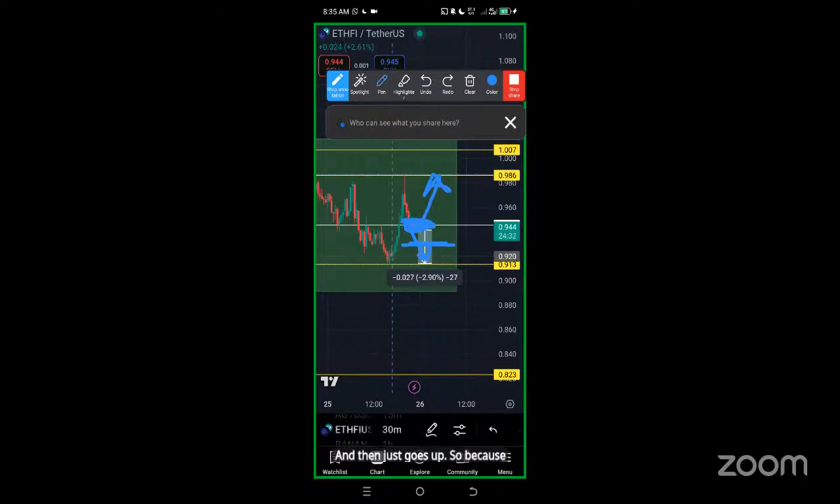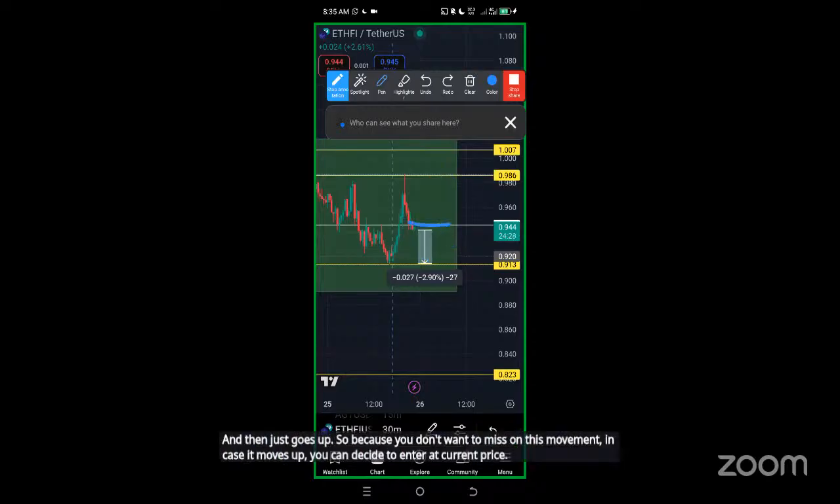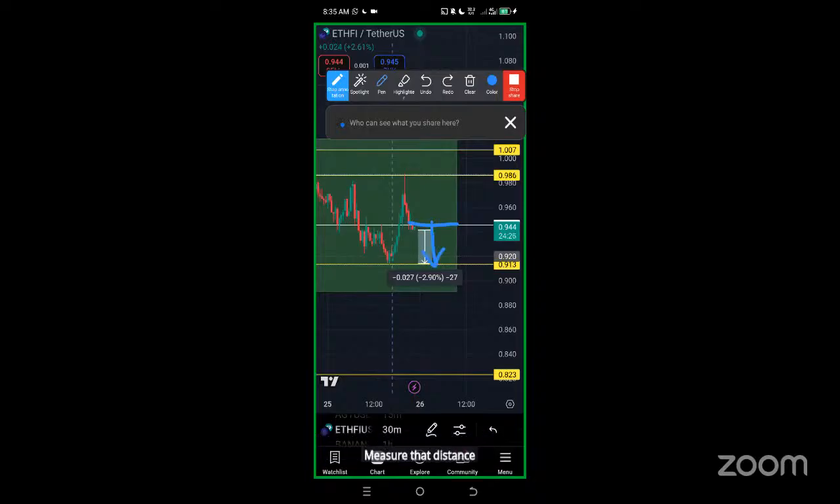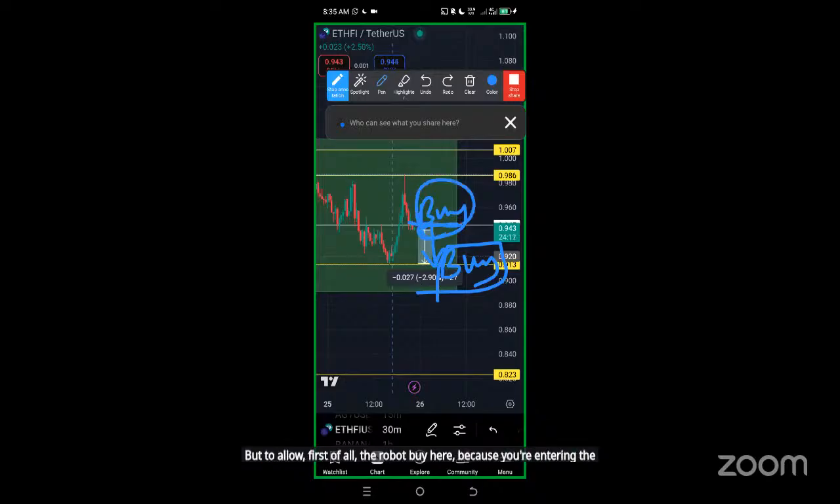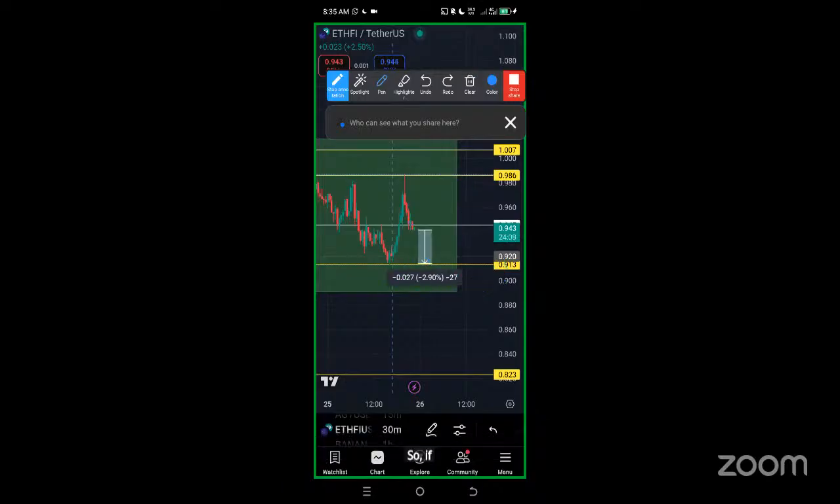So because you don't want to miss on this movement in case it moves up, you can decide to enter at current price, measure that distance to the first support, because at least you know that is your possible price reaction level. If the price goes down, at least you're sure. So allow the robot buy at this level in case it drops. But allow, first of all, the robot buy here because you're entering the market, then allow the robot buy at that level. So if it so happens that after the market price dropping to this support 1 and the robot buys, then there's a reversal to the upside, you're good to go. You begin enjoying profit earlier, okay?